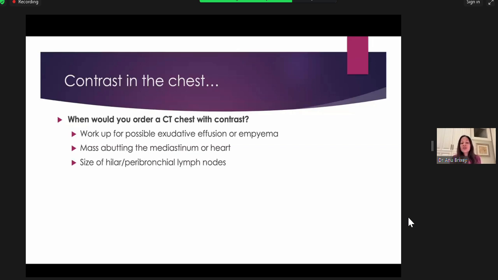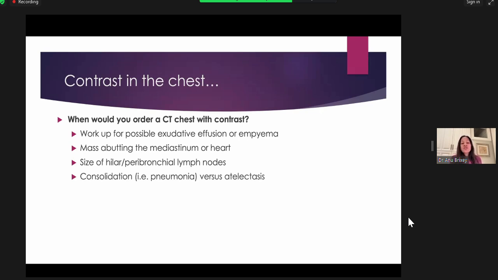Another situation in which contrast can help is if you're trying to measure the size of hilar or peribronchial lymph nodes. Depending on what slice CT scanner you have, some of the CT scanners these days are very good, and you can clearly see the hilar lymph nodes without contrast. But oftentimes, especially depending on the size of the patient, it can be tricky to measure the size of the hilar nodes. So if you're trying to determine if a patient has sarcoidosis and you want to know if the hilar lymph nodes are abnormally enlarged, sometimes contrast can be helpful in this setting, or if you're working up a malignancy. But in that situation, it's not always required.